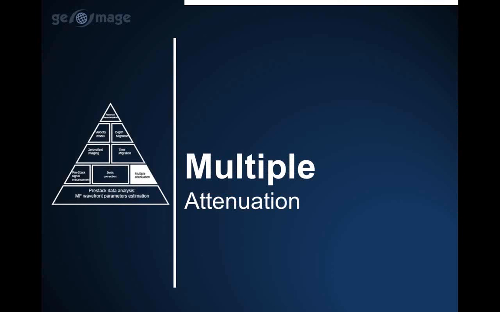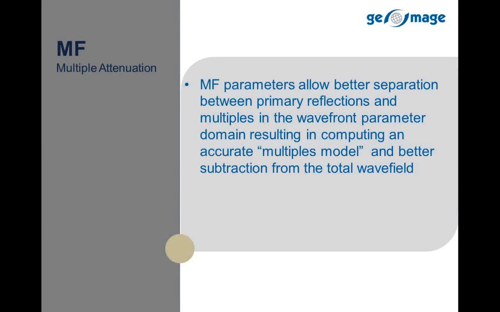We can use this information as well in multiple attenuation. Most multiple attenuation procedures are based on the differences between the primaries and multiple characteristics. The more differences we can find, the easier we can suppress, subtract multiples.